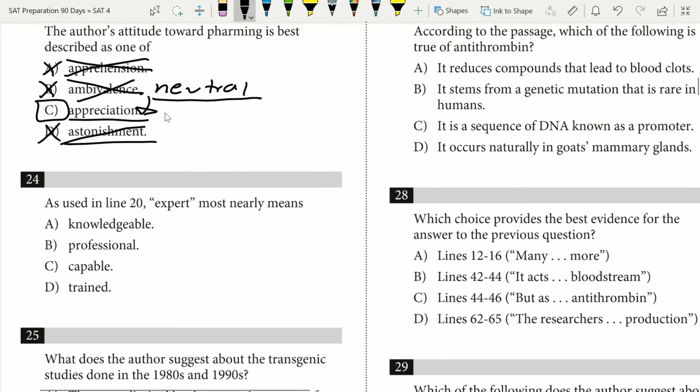It has to show something that they are able to produce proteins. Knowledgeable doesn't show they're able to produce proteins. Professional doesn't show they're able to produce proteins. Capable, that does show that they are able to produce those proteins. Not trained either. So our answer for 24 there would be C.